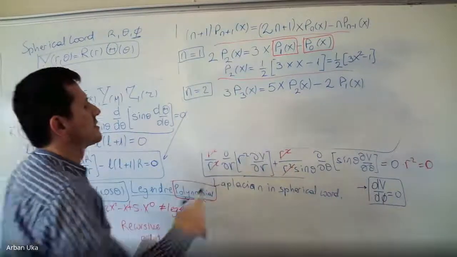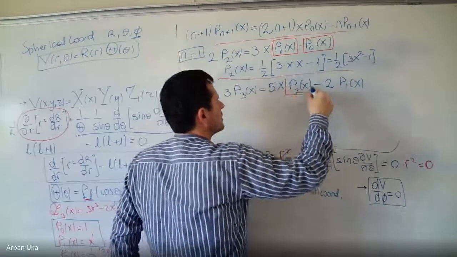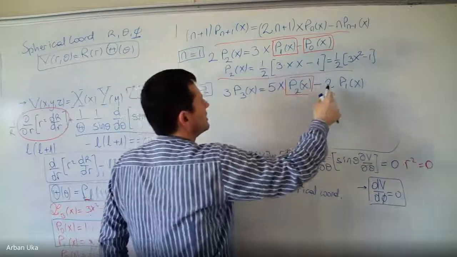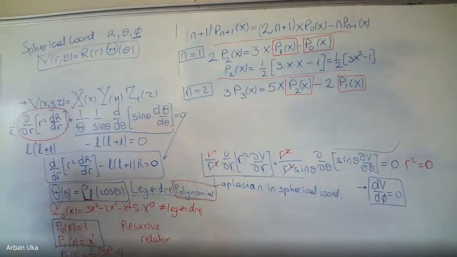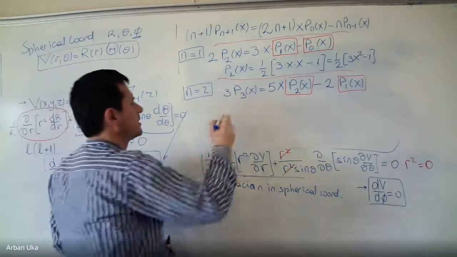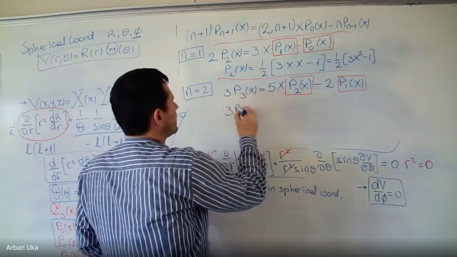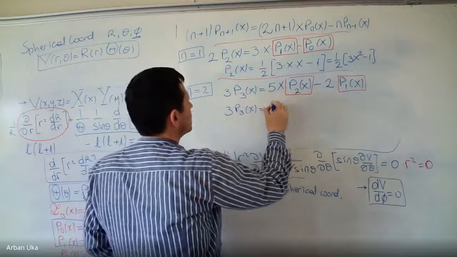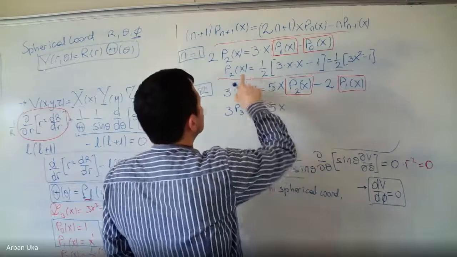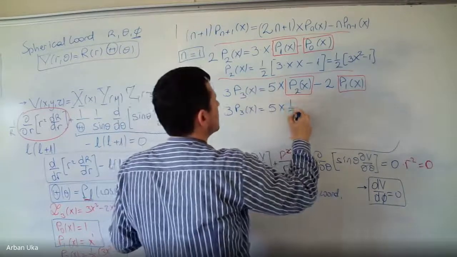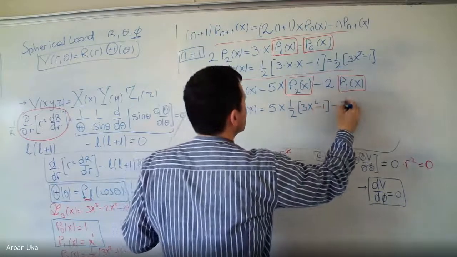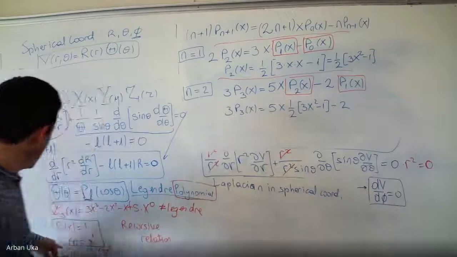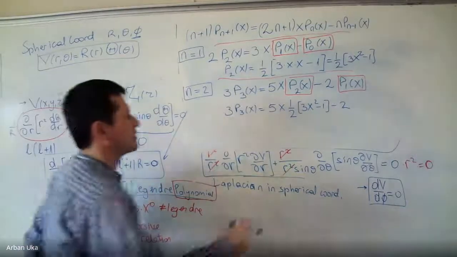Now, P2x, this function, we know what it is, we found it here. P1x, we know what it is, it's just x. So then this means that we have here P3 of x, equal to 5x times 1 over 2 times 3x squared minus 1, minus 2 times P1x, which is x, right? This is minus 2x.